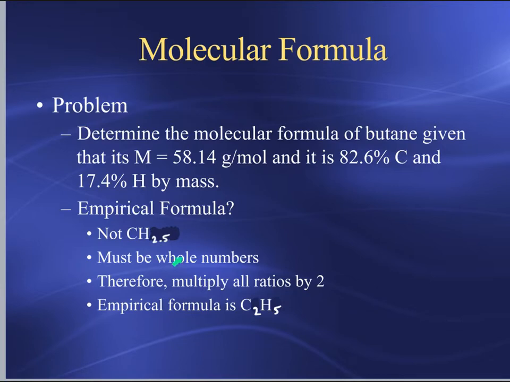So in this case, we're going to multiply by some whole number to get rid of the 2.5. Well, we're going to multiply by 2 because 2.5 times 2 gives us a whole number. And so if we multiply everything in the formula by 2, we wind up with an empirical formula here of C2H5. And really to this point is everything that we've done before. So this is just like section 3. We haven't done anything new yet.